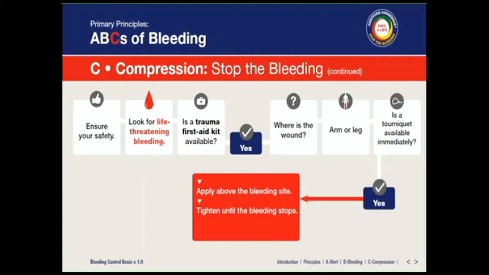We do go through some algorithms. This is just one sort of screenshot. Again, going through that process of ensuring your safety, identifying the bleeding, identifying your resources. Is there a trauma first aid kit available? Is this a wound that is compressible? And if so, apply a tourniquet to the arm or the leg. And again, there are other slides where they go through, well, no, there's not a first aid kit available. Okay, identify any kind of clean cloth or anything like that. Is the wound in a junctional area?